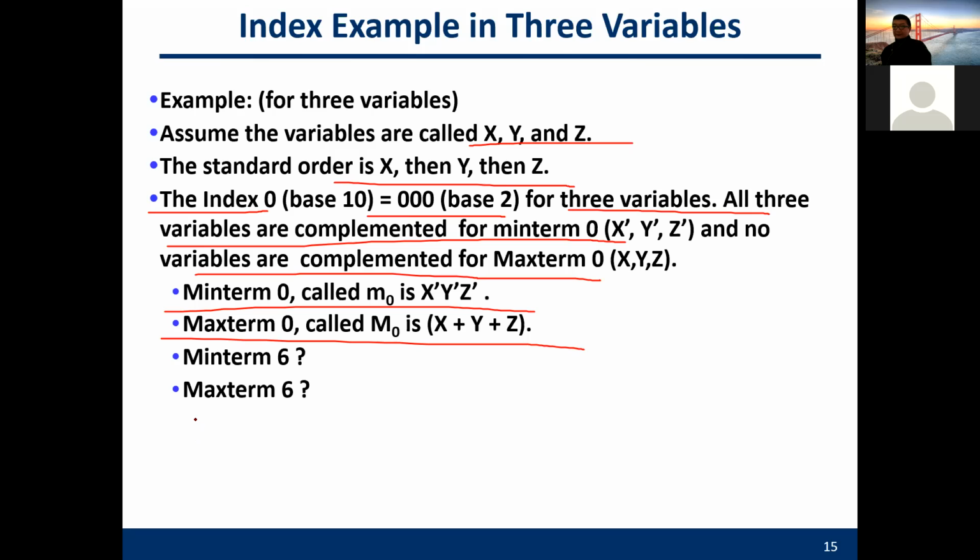Let's try index 6. For the index 6, we convert this 6 to binary form, which is 110. 110 is the binary number for decimal 6. So for the minterm, when we have this index, x is a true form, y is a true form, and z is complemented. Why? Because this is a 0 and this is 110. So we have a true form and a complemented form. For the maxterm, x is complemented because it's a 1. y is complemented because it's also a 1. And then z is a true form because z is a 0. So this is the case for the index of 6.